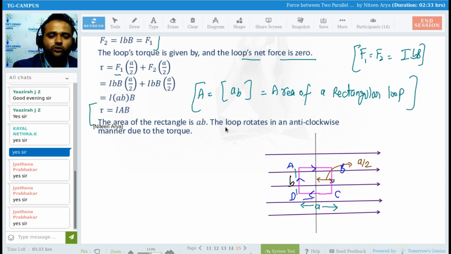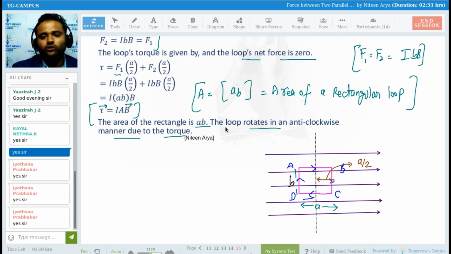Clear? So that is your torque, IAB. Here capital A is the magnitude, but obviously that is going to be treated as a vector also, because B here is a vector. So torque tau equals IAB. The area of the rectangle is AB. The loop rotates in an anti-clockwise manner due to this torque.